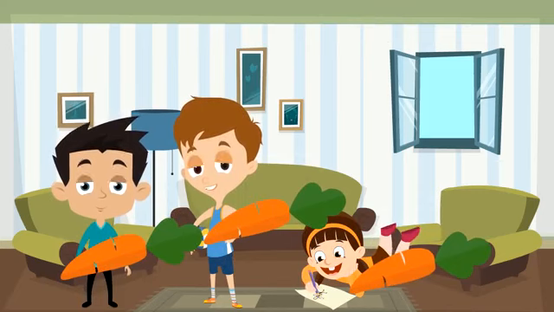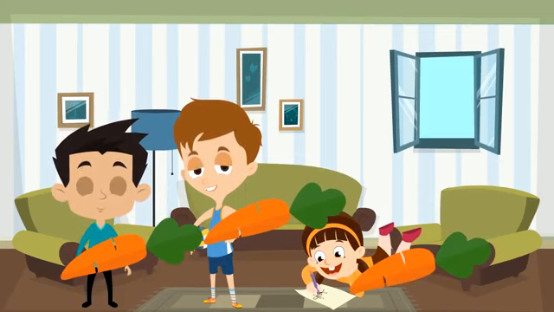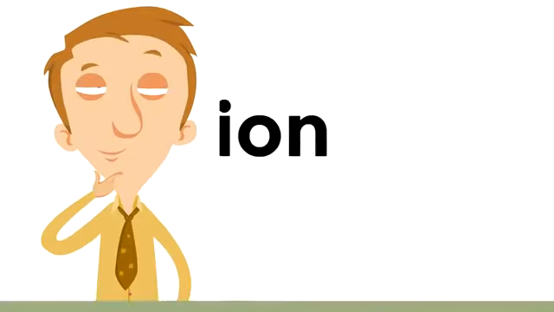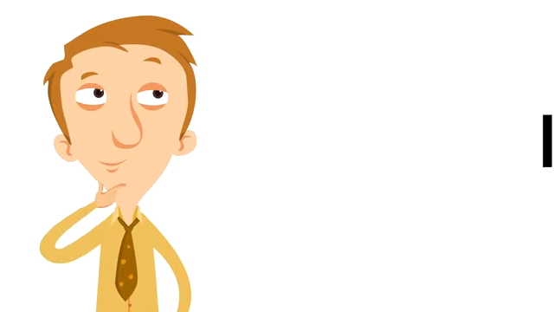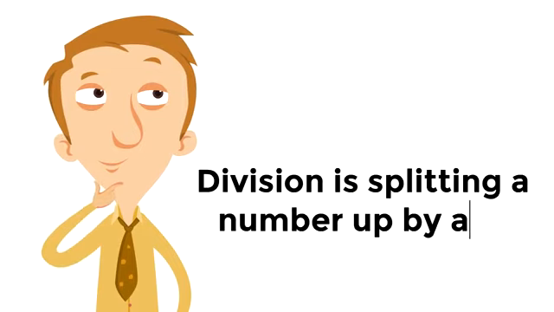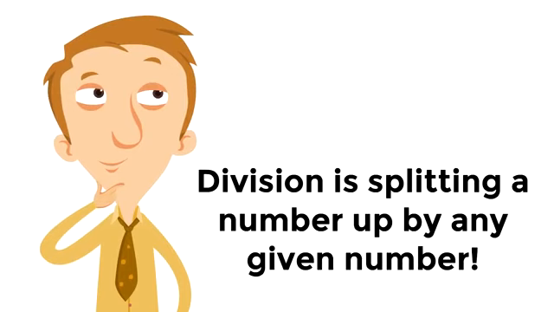Each kid gets 1 carrot. Pretty simple, right? 3 carrots, 3 kids, each kid gets 1 carrot. Hey, did you know we just did division? We just did division. Division is pretty simple. You see, division is splitting a number up by any given number. That's it, just splitting a number up.